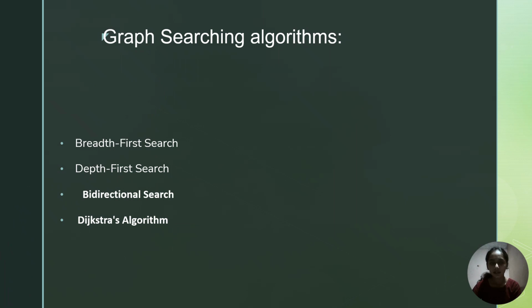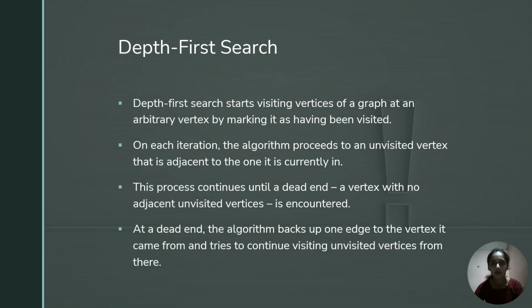Graph searching algorithms: breadth first search, depth first search, bidirectional search, Dijkstra's algorithm. There are mainly two types of graph search algorithms: depth first search and breadth first search. Firstly, we are going to explain depth first search.